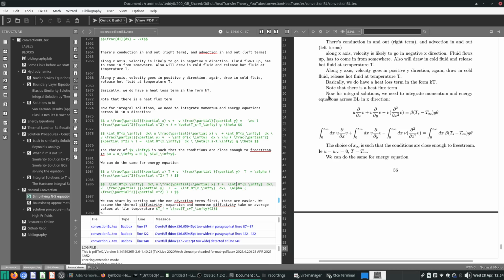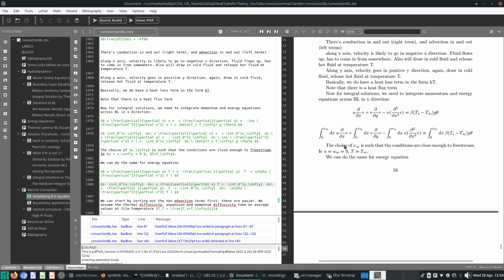Now for integral solutions, we take the dimensional form of the momentum, energy, and continuity equations, and integrate across the whole boundary layer. In this case, the boundary layer is in the x direction, no longer the y direction, so we'll integrate across x. I have the momentum equation, the boundary layer equation here, and I'll just integrate it across x.